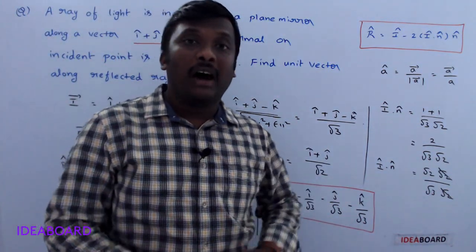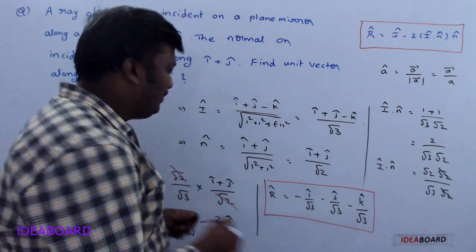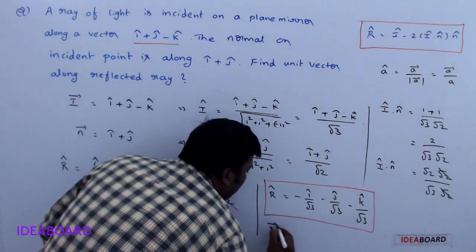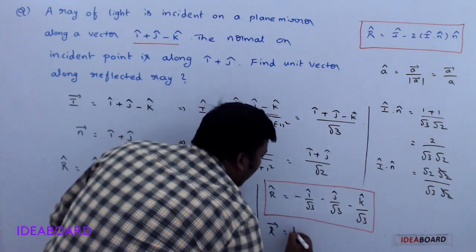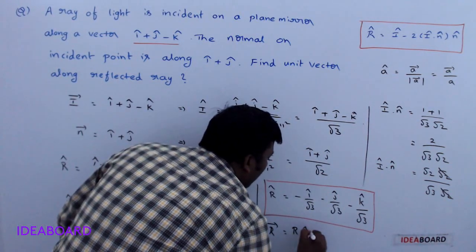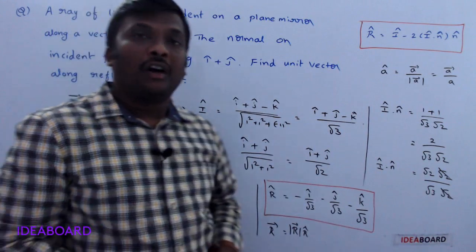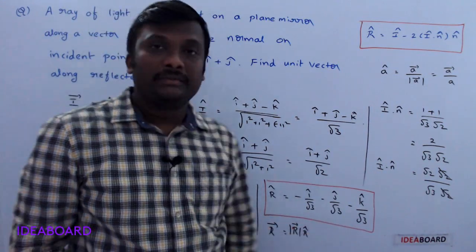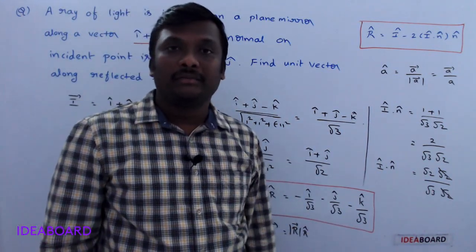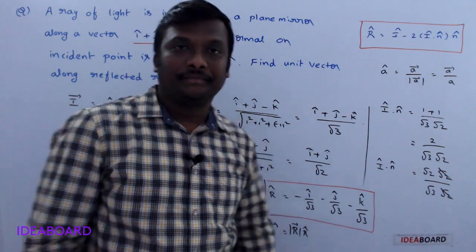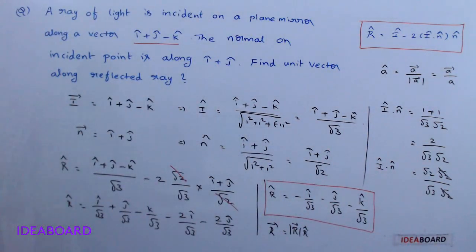If they ask for r bar, it is nothing but the magnitude of r bar into r cap. Then you get the value of r bar. Clear? Please note it down.